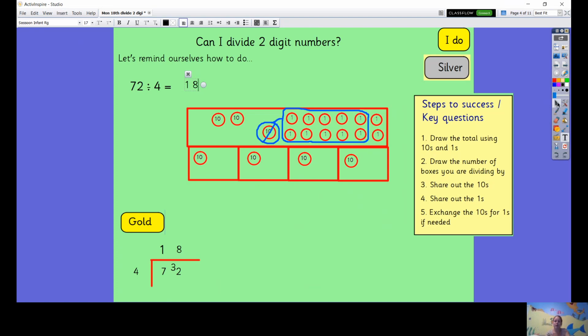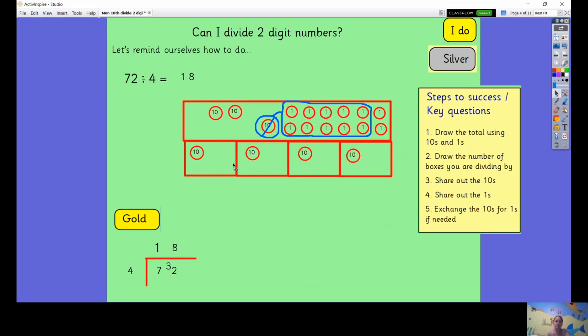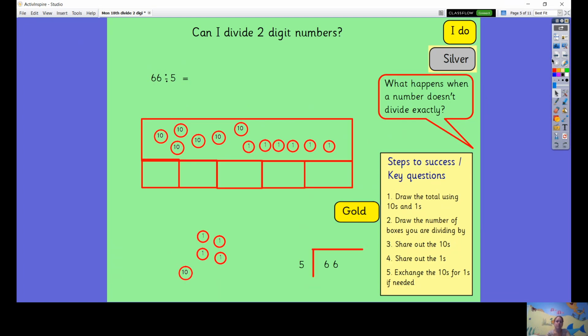And if I work it out the other way, sharing all of these out, I will come to the same conclusion. Obviously, if you don't know your 4 times table here, you could just write out your 4 times table, couldn't you, until you got up to 32. Okay, let's move on to the next one.